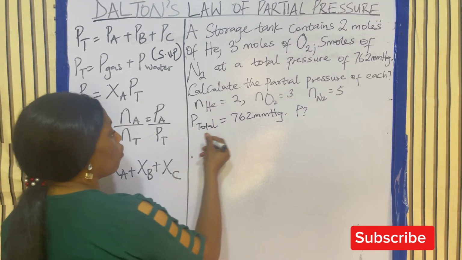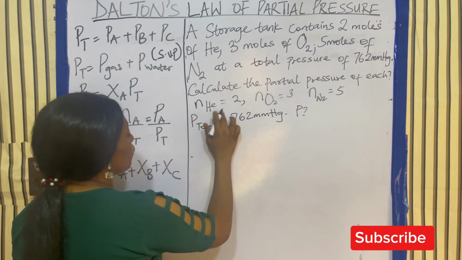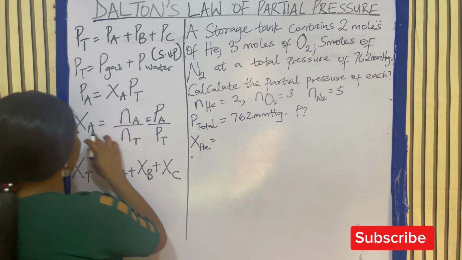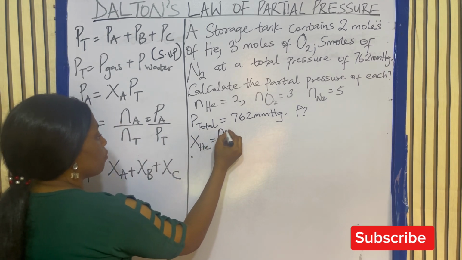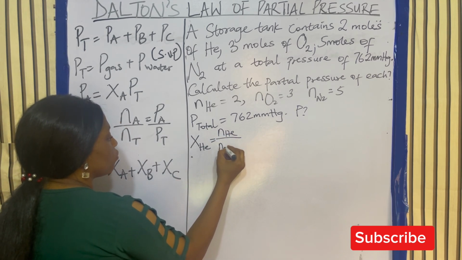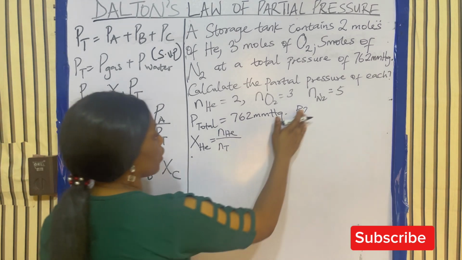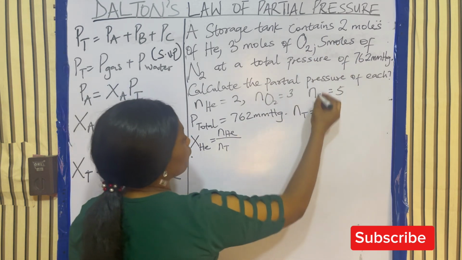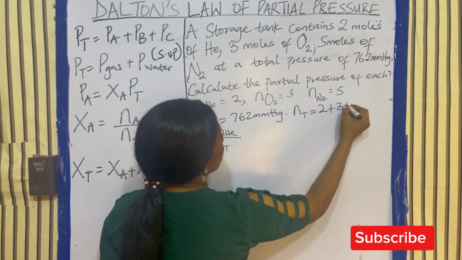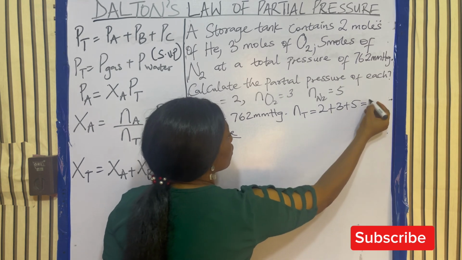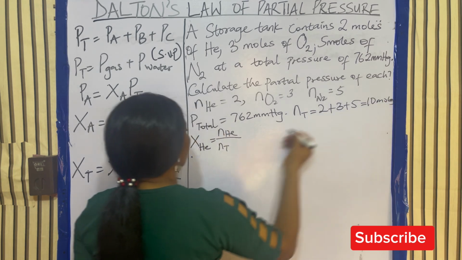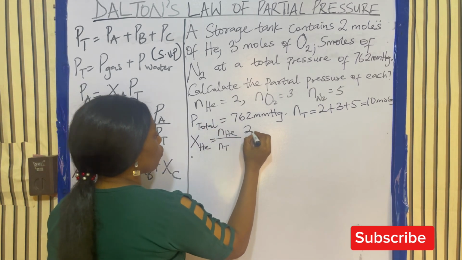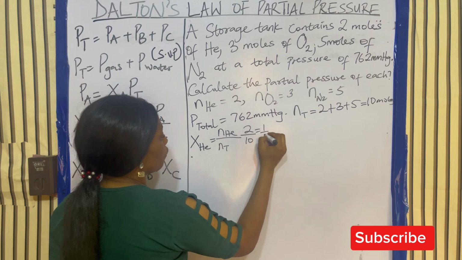So to find the mole fraction, let's begin with helium. To find the mole fraction of helium, it will be what? N helium divided by N total. So let's find the N total. N total will be the sum of the moles. So you have 2 plus 3 plus 5, and that will give us 10 moles. Number of moles of helium is 2. So 2 over 10, that will give us 1 over 5.